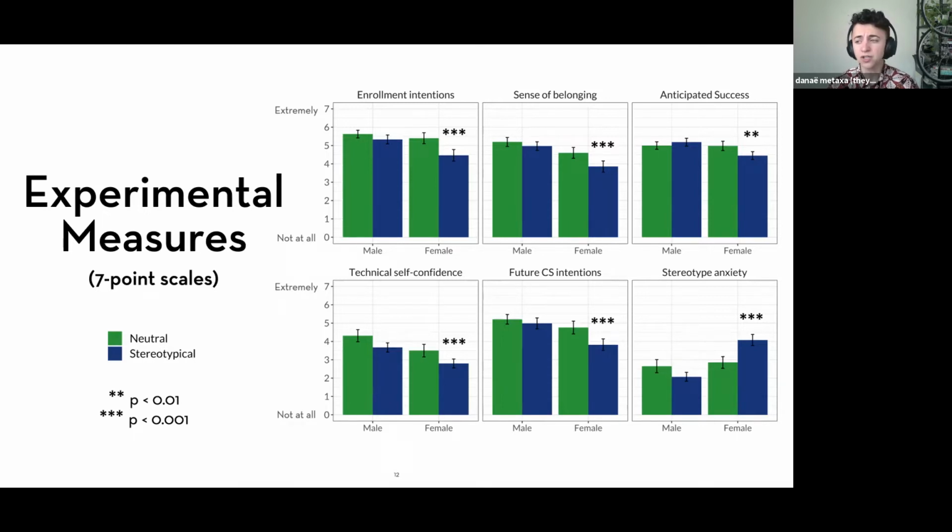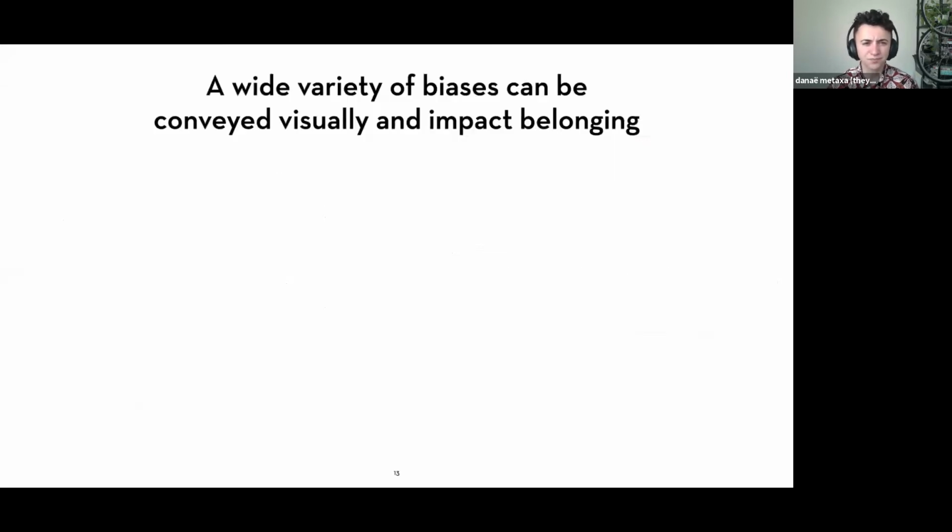So I was able to conclude that gender bias could negatively impact people's sense of belonging in a user interface. But of course, belongingness itself isn't specific to gender. A wide variety of biases can be conveyed visually and impact belonging.